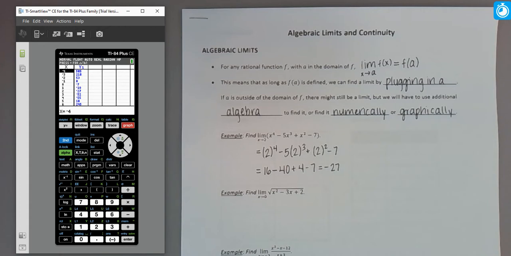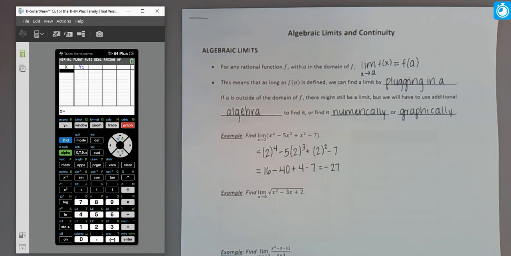Now to the left-hand side of 2, at x equals 1, our output is negative 10. At x equals 3, our output is negative 52. So those values independently are not enough to indicate that we are approaching a value of negative 27 as we approach an x value of 2. So let's do what we did the last time. Let's go back and change the table settings so that the independent variable is set to ask, so that we can sub in the specific x values we want so we can see the kind of behavior we want.